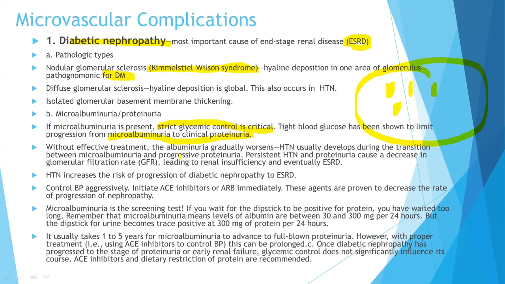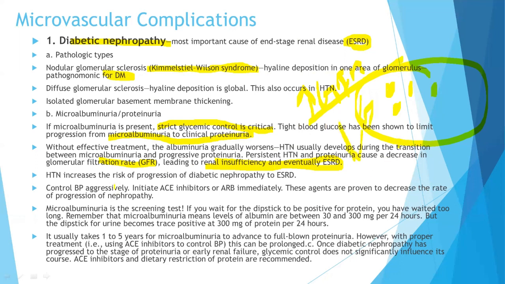So without effective treatment, the albuminuria gradually worsens. Hypertension usually develops during the transition between the macroalbuminuria and progressive proteinuria. The persistent hypertension and proteinuria cause a decrease in the glomerular filtration rate, leading to the renal insufficiency and eventually end-stage renal disease. Remember, initially the GFR is elevated, which is due to the hyperglycemia. And when the diabetic nephropathy is developing, then the GFR will decrease, leading to renal failure.